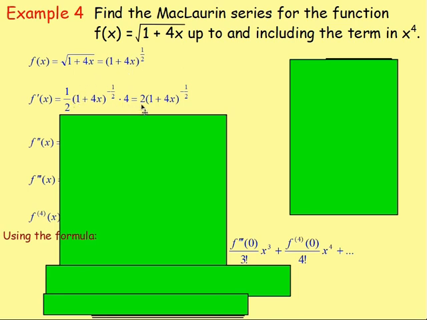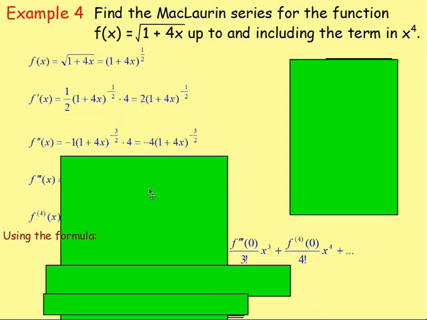4 times 1/2 just simplifies to 2. So it's 2 times this, 1 plus 4x to the power of negative 1/2. Differentiate again to get the second derivative. Bring the power down, so 2 times this negative 1/2, which is negative 1. Keep the brackets as they are, take 1 off, so negative 1/2 take away 1, negative 1 take away 2 is negative 3, so it's negative 3 over 2.